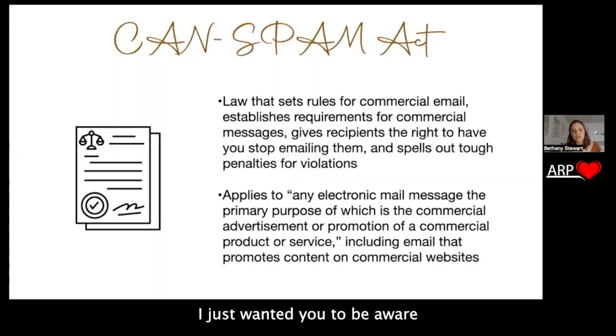I just wanted you to be aware of some of the things that are required legally for you. All of this is linked in your handout. Actually, I linked the CAN-SPAM Act, which is the United States laws regarding email marketing. And I also linked Canada's laws and the EU's laws regarding marketing, because we have folks from all over the world. If you're sending from the place, the laws apply to you, but also if you're sending to the place, the laws apply to you. So keep that in mind. If you have folks from different places, those laws also apply to you.